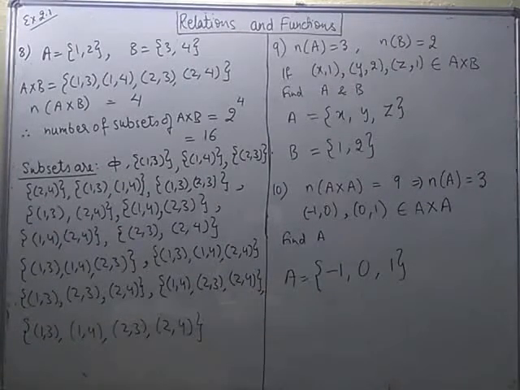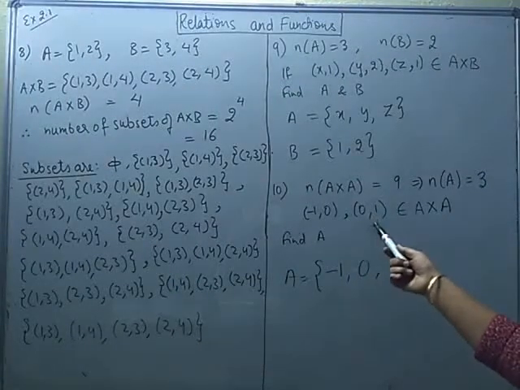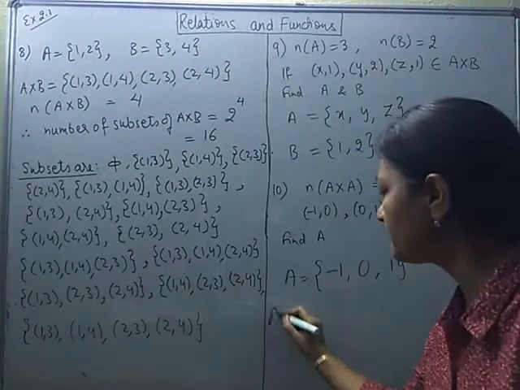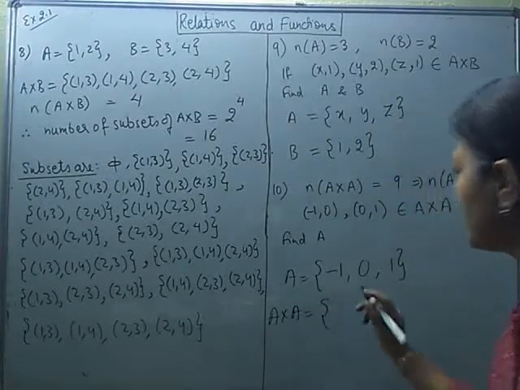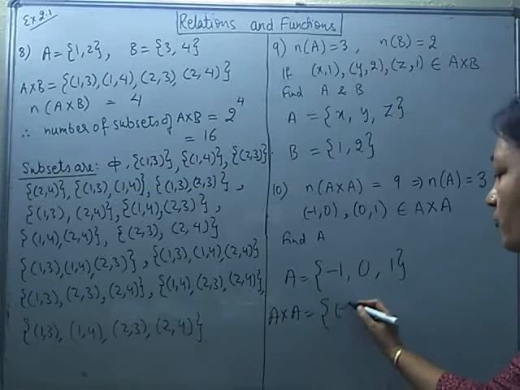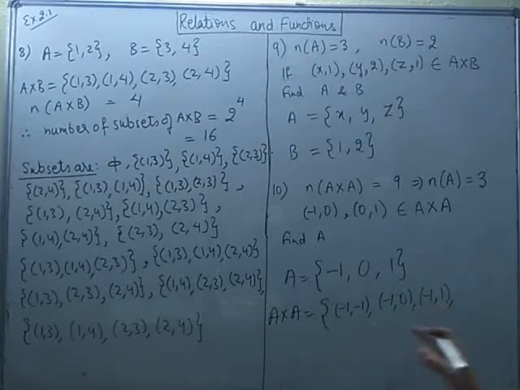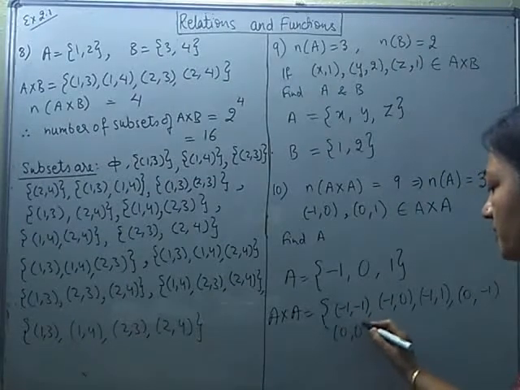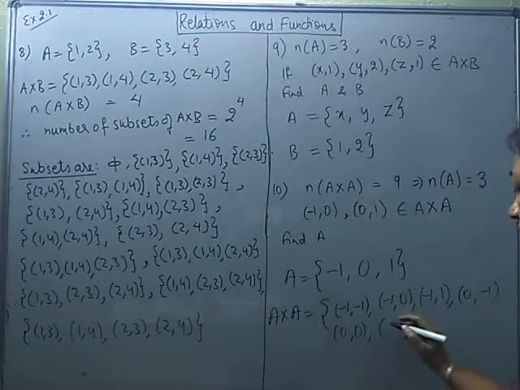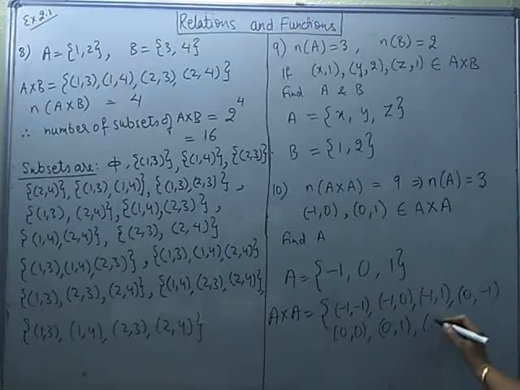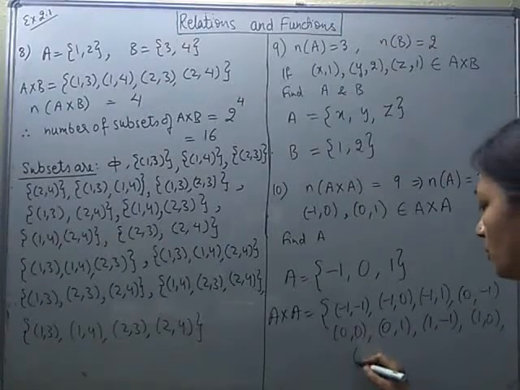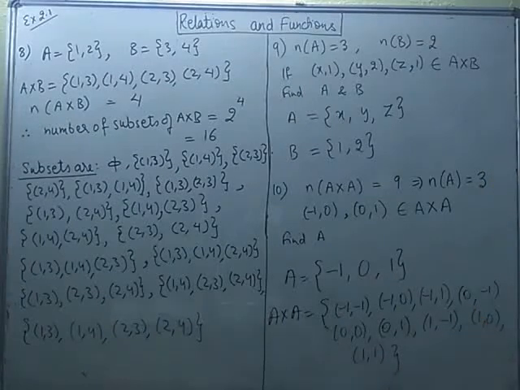Now if we write A cross A, you will be able to write 9 pairs. They have given us only 2 pairs. Let us see what those 9 pairs will be quickly. You have to pair all these 3 with each other. So one pair will be minus 1, minus 1; minus 1, 0; minus 1, 1. So minus 1 is paired with all the 3. Now you pair 0 with all the 3. 0 paired with minus 1, 0 paired with 0, and then 0 paired with 1. Then pairing of 1 with all the 3 elements of A: 1 comma minus 1, 1 comma 0, and 1 comma 1. So you can see all the missing pairs of A cross A can be defined.